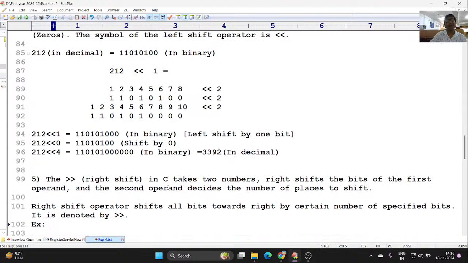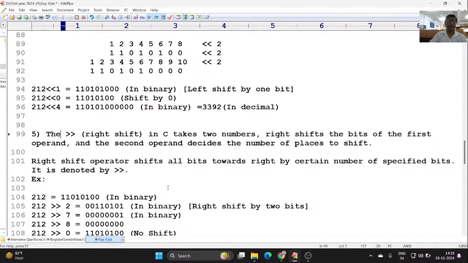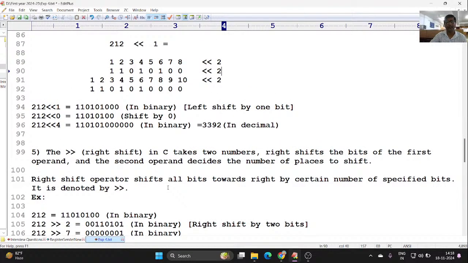Similar to left shift, we have a right shift operator. So the right shift operator takes two numbers or two values or two operands, okay? The right shift, it right shifts the bits of the first operand, and the second operand decides the number of places to be shifted at the right side. Okay. So I will take the same example for your understanding so that you will have a clear idea.